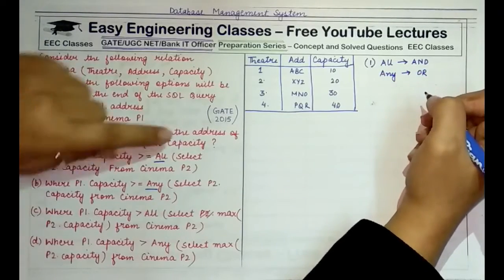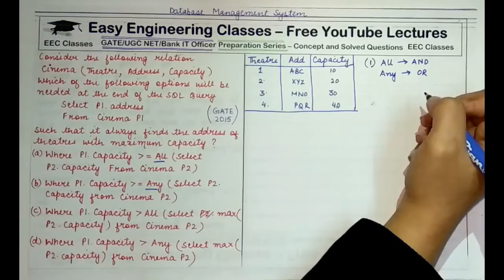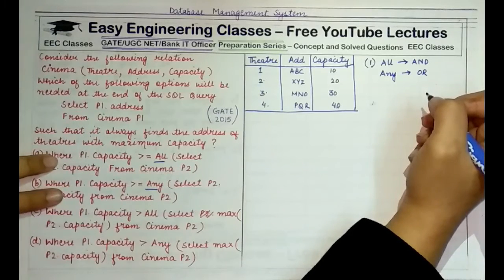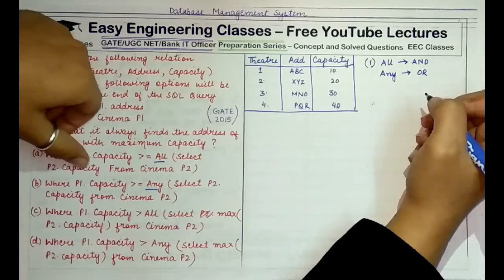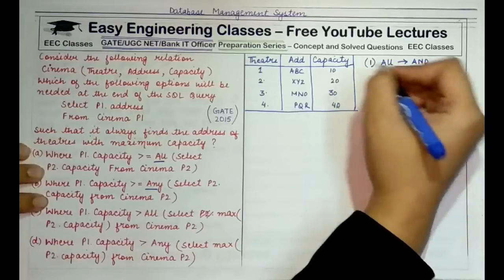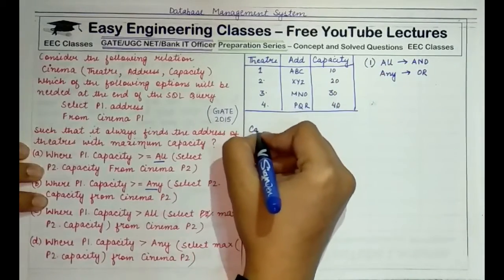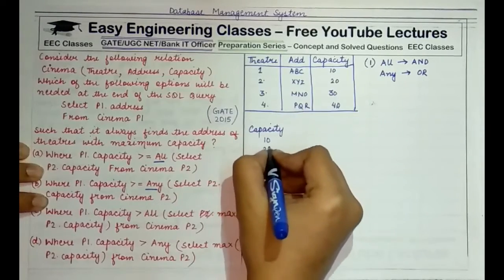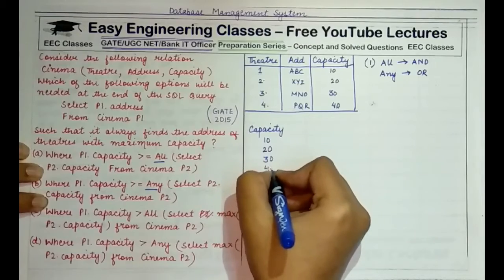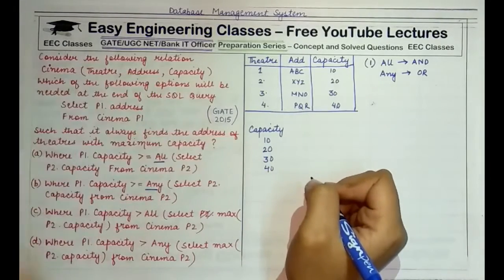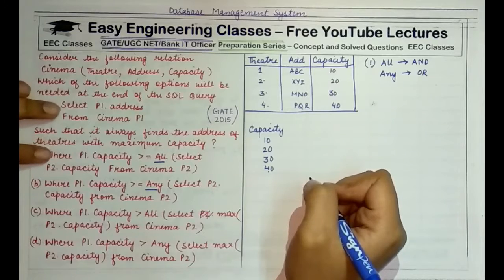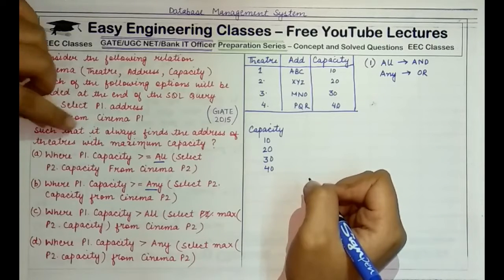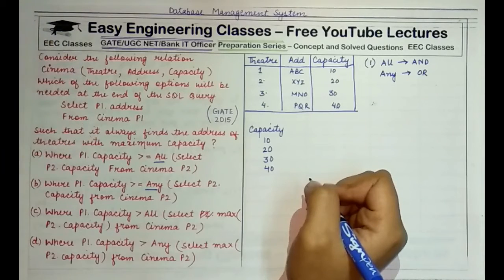So now, since the inner query for all these options is the same, that is, we are selecting capacity from the cinema table in the first two options, what would be the result of the inner query? Select P2 dot capacity from cinema P2. So the result of this inner query would be a single column, that is capacity, and the values of this column 10, 20, 30 and 40. Alright, now this is the result of the inner query, and we have to execute the outer query such that we always find the address of the theaters with the maximum capacity.